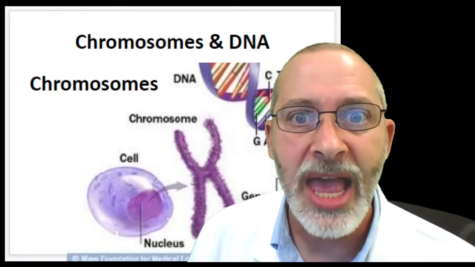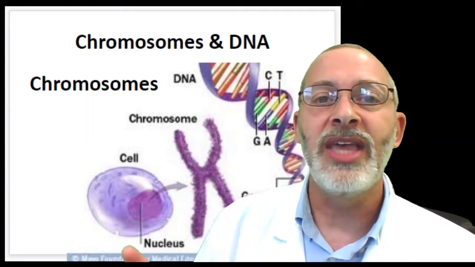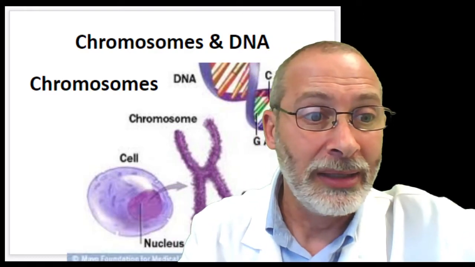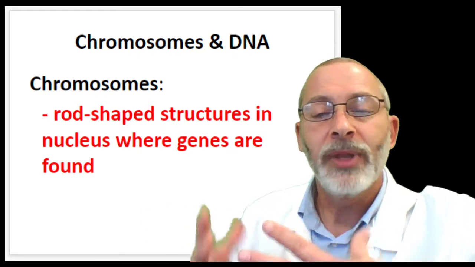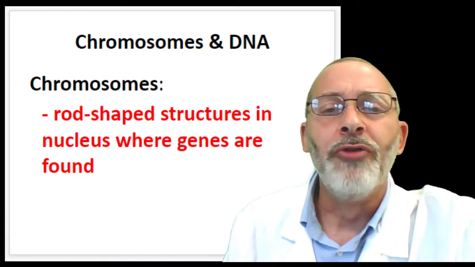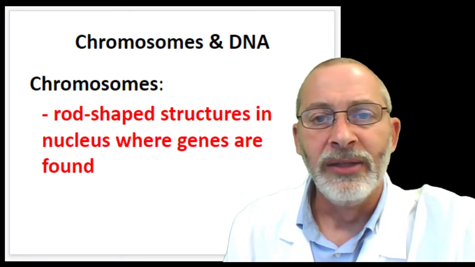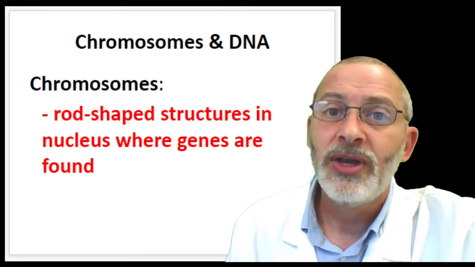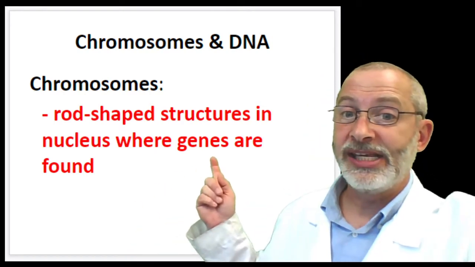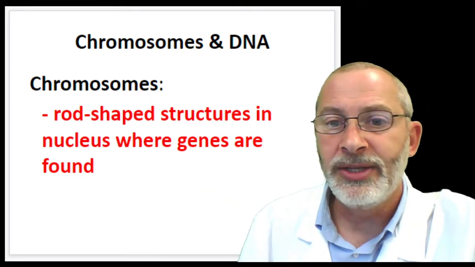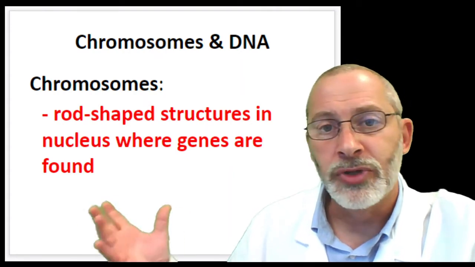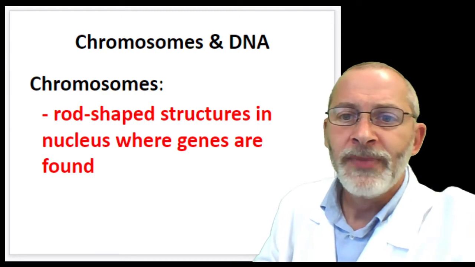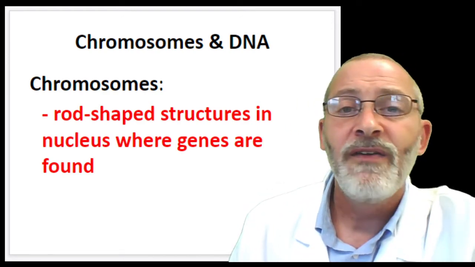I'm not talking about jeans, I'm talking about genes, the genes that determine your characteristics or your physical traits. Again, we're going to unpack that a lot more in the not too distant future. But chromosomes. Let's write this down. Chromosomes are rod-shaped structures. And these rod-shaped structures are found in the nucleus of a cell where genes are found. The genes are on the chromosomes, and the chromosomes are packed away in the nucleus, and chromosomes are made out of strands of DNA. So chromosomes: rod-shaped structures in the nucleus where genes are found.